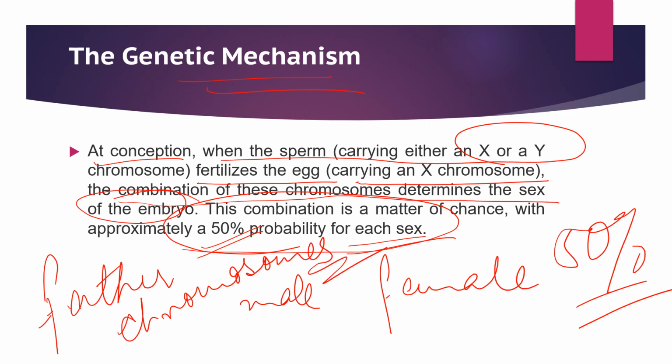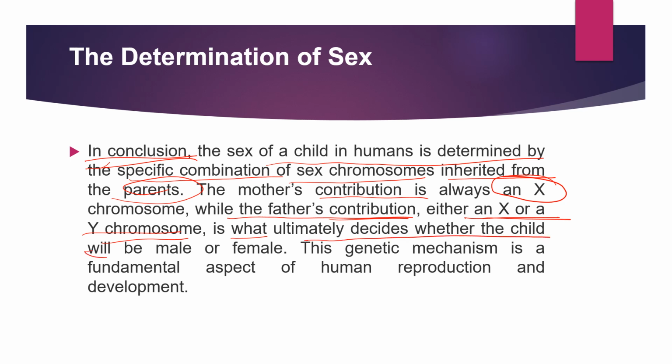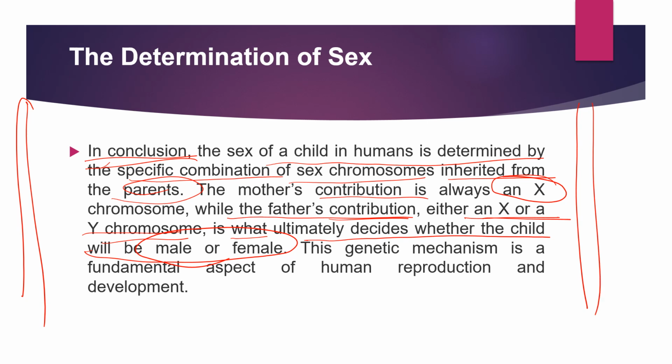Now, in conclusion, the sex of a child in humans is determined by the specific combination of sex chromosomes inherited from both parents. The mother's contribution is always an X chromosome, while the father's contribution is either an X or a Y chromosome, which ultimately decides whether the child will be male or female. So please make it very clear. It is a very clear concept, though it had so much secret inside it, about who determines the child's sex. The genetic mechanism is a fundamental aspect of human reproduction and development.